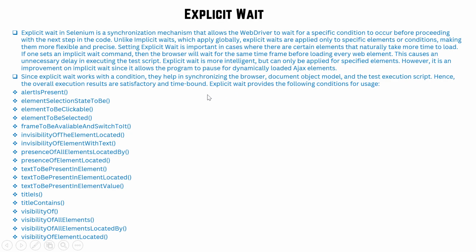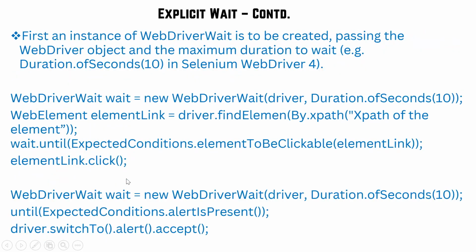Explicit wait provides some conditions. In case an alert is there, you can check if the alert is present or not. In case of an element, you can check for the element to be clickable or selectable based on the element type. For frames, you can do frame availability and switch to it. Invisibility, presence of element, text to be present, element located, title is, title contains, visibility of. These are the different conditions you can check. So what you need to do, instead of implicit wait, is create an object with a condition for the WebDriverWait, for the explicit wait.